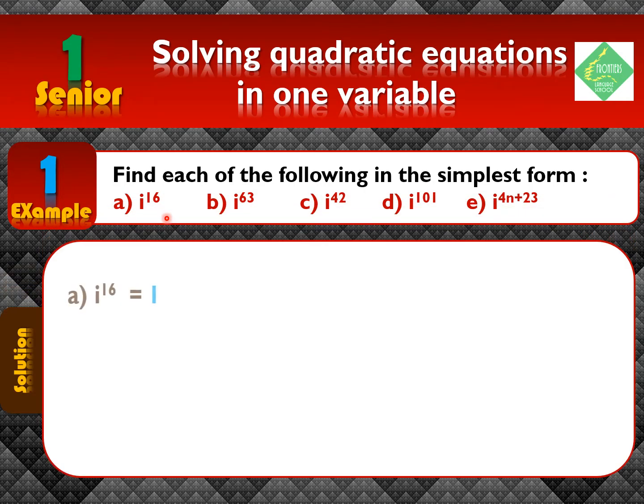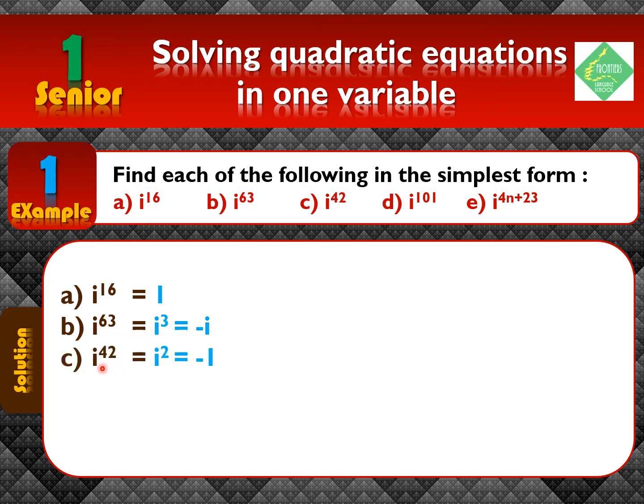What about I power 63? I power 63 equals I power 60 times I power 3. Why do I choose 60? Because 60 is a multiple of 4. I can divide it easily, 60 by 4, you will get 15. So this will be I power 60 times I power 3, and I power 60 equals 1. And I power 3, I know it equals negative I.